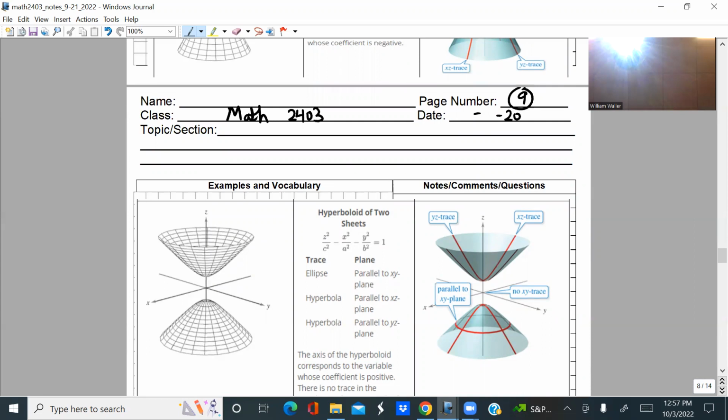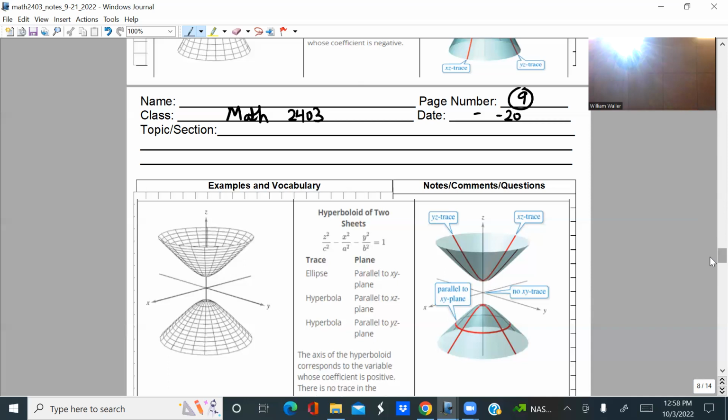Is that hyperboloid going to be opening up and down, or opening left and right, or front and back? How do we know? It's the positive coefficient, okay? That tells you how the axis of symmetry for the hyperboloid runs. So in this case, what was our positive variable here? Was it y? So that means the axis of symmetry is parallel to the y-axis. Usually we draw that front to back. So this hyperboloid has two sheets, but the two sheets are opening front to back, not up and down, right?